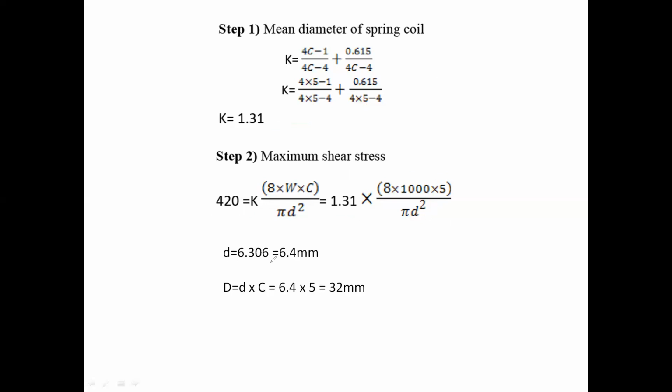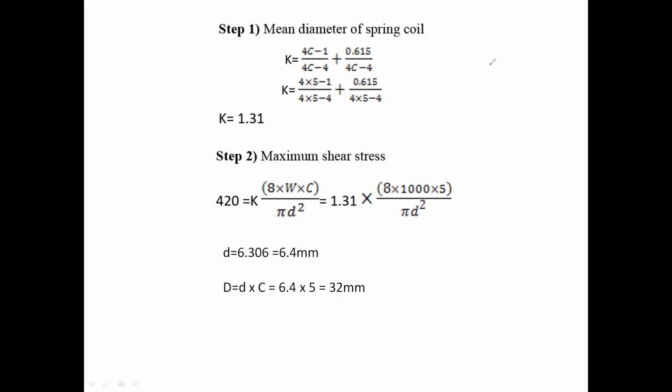So here the value of d comes out as 6.4, and we know that the outer diameter, capital D, is spring index multiplied by the wire diameter. So 6.4 multiplied by 5 is 32 mm. So with this step 2, the dimensions of the wire and the diameter of the spring we can get.